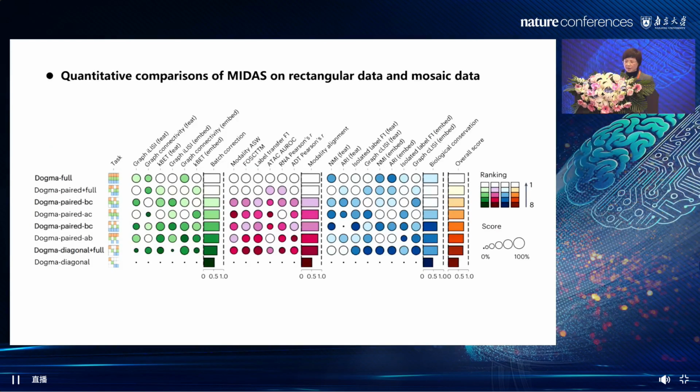Quantitative comparisons of MIDAS on rectangular data and mosaic data show that MIDAS performance on various mosaic tasks is remarkably consistent and comparable to its performance on the rectangular data. This highlights its robustness to missing data.